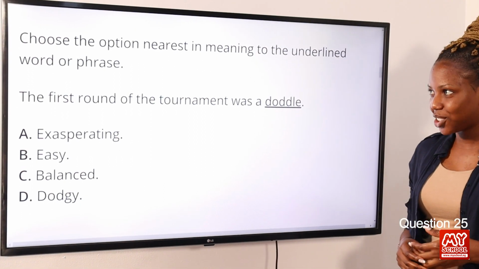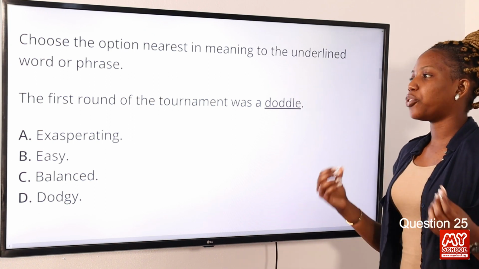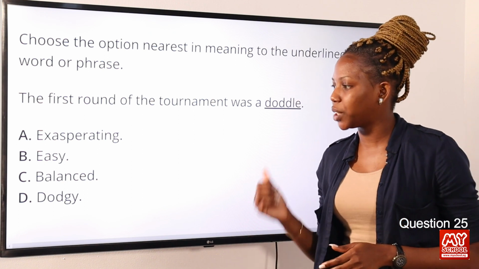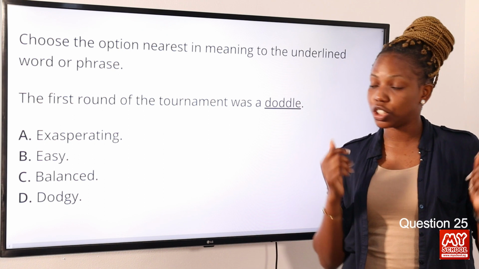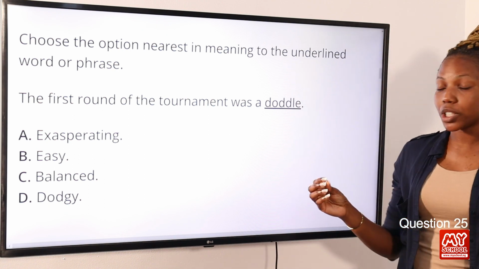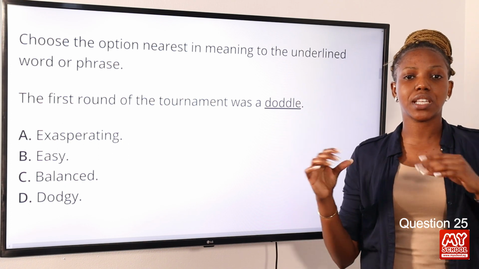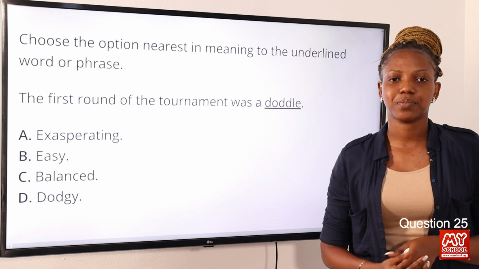Question 25. Choose the option nearest in meaning to the underlined word or phrase. The first round of the tournament was a dawdle. Option A, exasperating. Option B, easy. Option C, balanced. Option D, dodgy. Now the answer to this question is option B, easy, because dawdle means a very easy task. So option B therefore is the correct answer to this question.